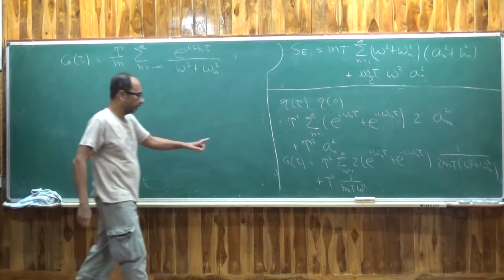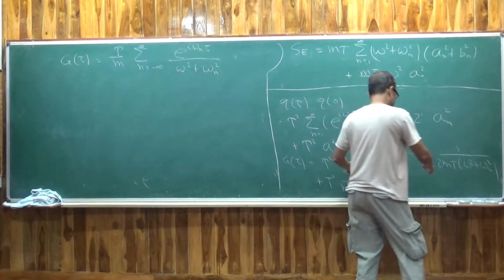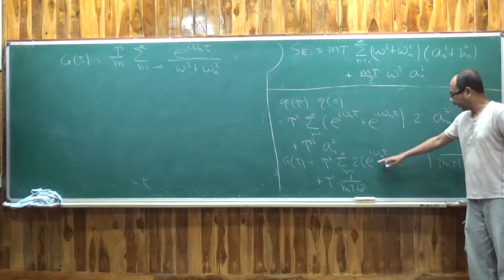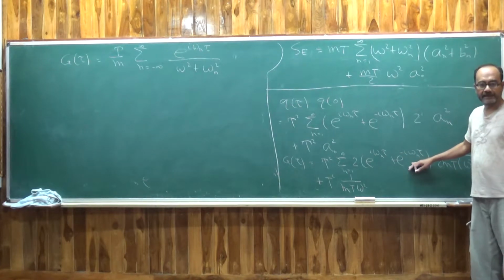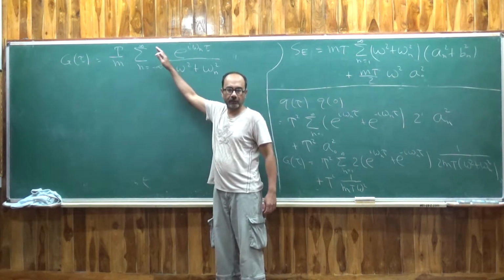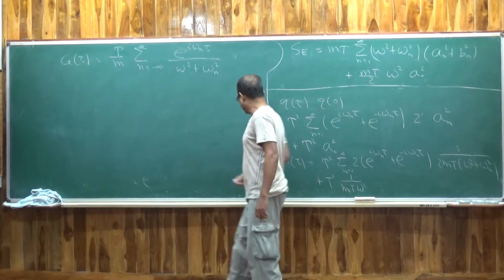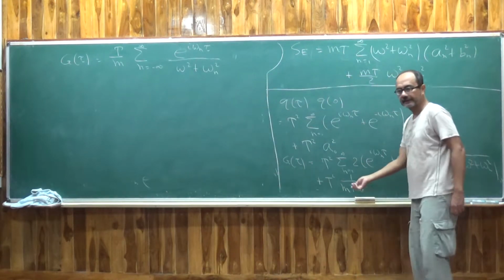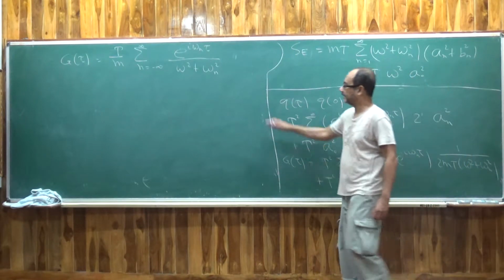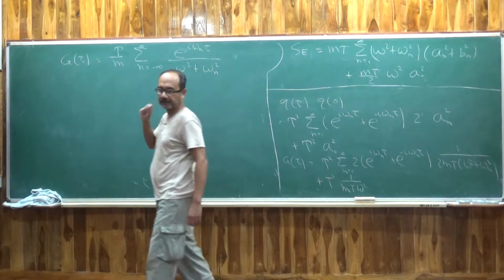Is this okay, what you are doing? This 2 and 2 cancels, right? So T over m. Okay. Here you have e to the i omega n tau plus e to the minus i omega n tau. Okay. So using that I can extend this from minus infinity to infinity without the n equal to 0 term. The n equal to 0 term is coming from here. Okay, so this is the full answer for the Green's function.